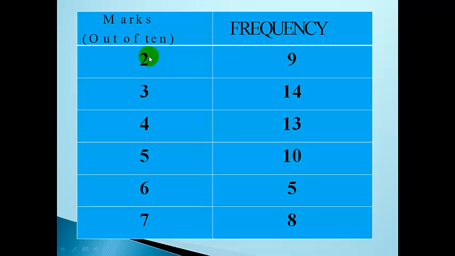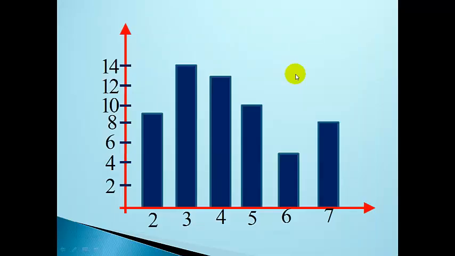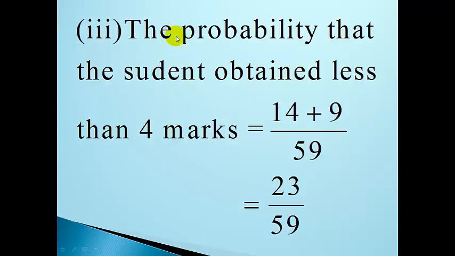The number of students who got 3 marks is 14, and the number of students who got 2 marks is 9. So the number of students who had less than 4 marks is 14 plus 9. So the probability that the student obtained less than 4 marks is equal to 14 plus 9 divided by 59. And 14 plus 9 is equal to 23. So this is equal to 23 divided by 59.